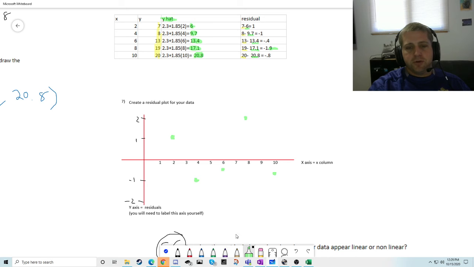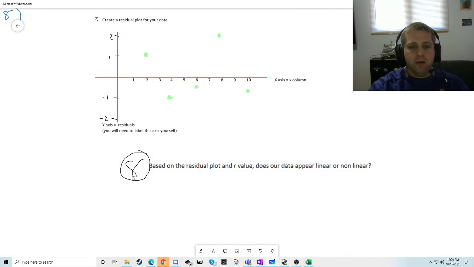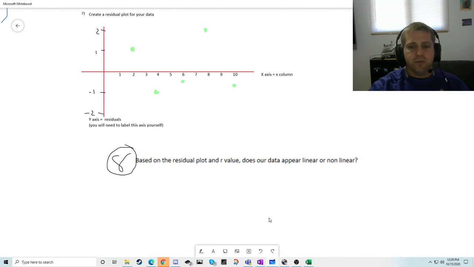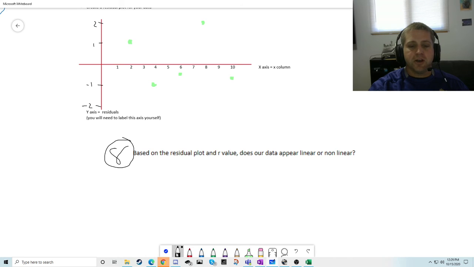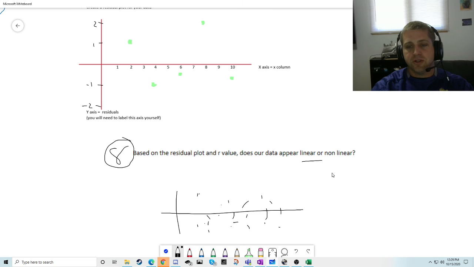Yeah, so I have my residual plot. This helps us answer the very last question. Based on the residual plot and R value, does our data appear linear or nonlinear? Well, as we're going to talk about in class, a residual plot of just consistent scatter actually shows linear. I would call this consistent scatter. It's too few points for me to really tell.